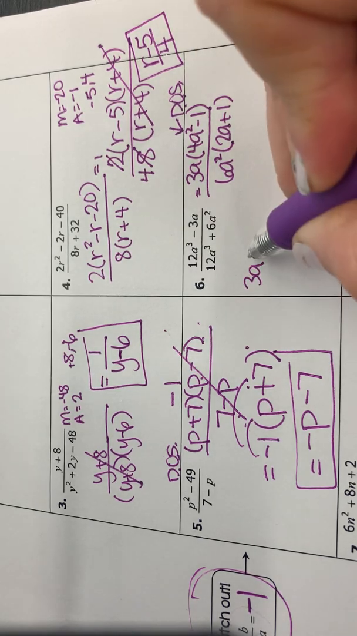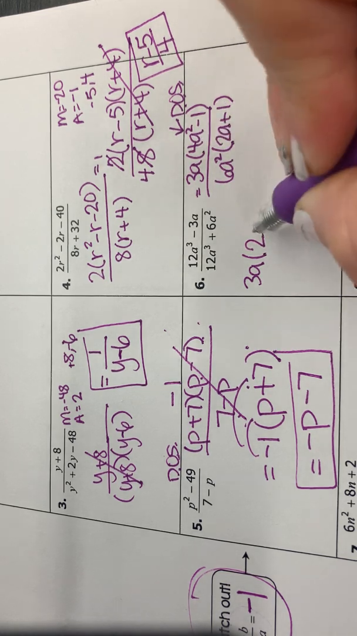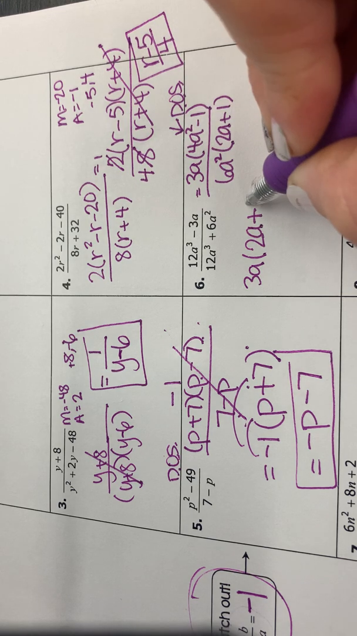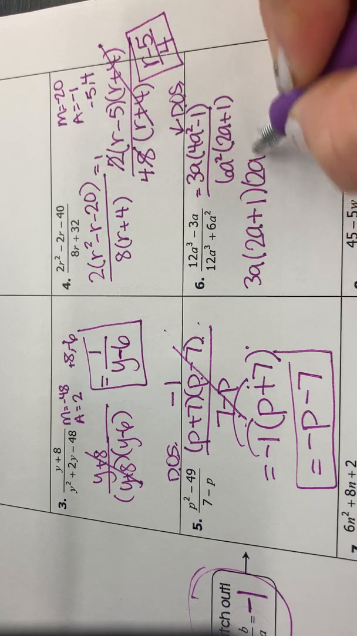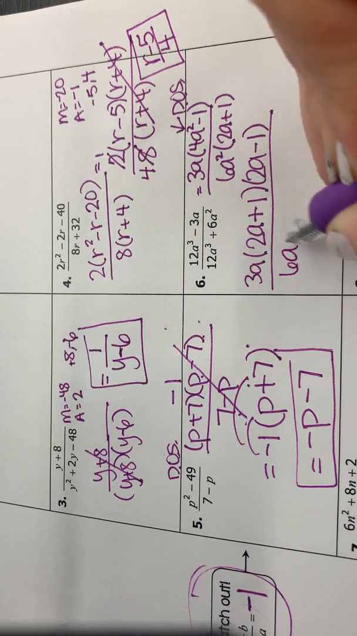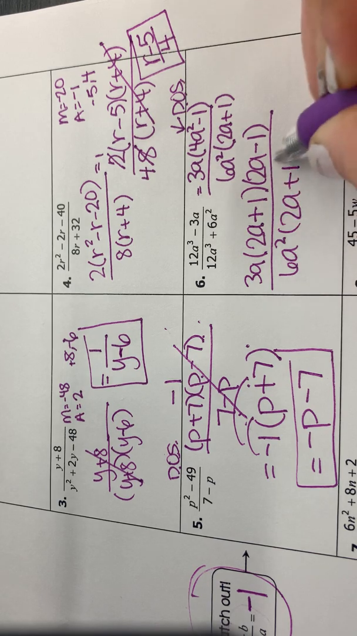Carry over the 3a. Difference of squares. What is the square root of 4? 2. What's the square root of a squared? A. Plus, what's the square root of 1? 1. Then it's the same thing except we put the minus sign. Then carry over the 6a squared and the 2a plus 1.